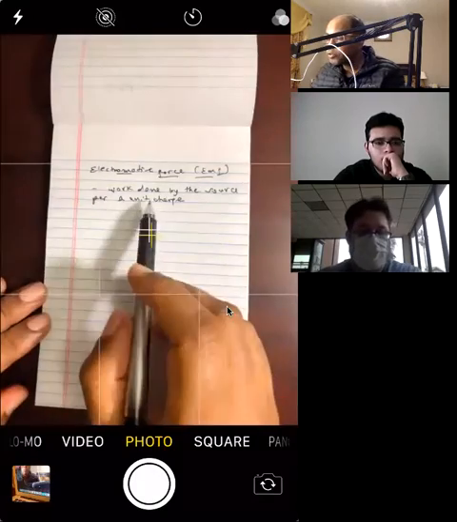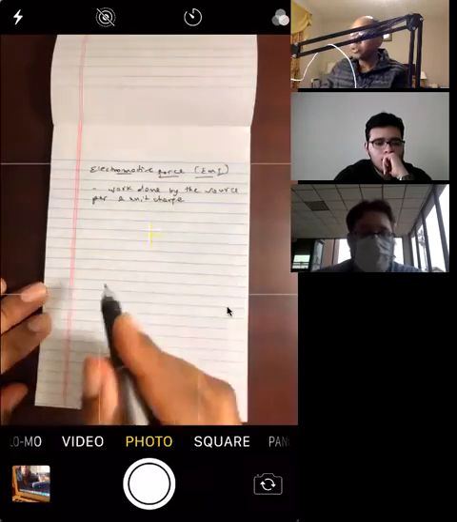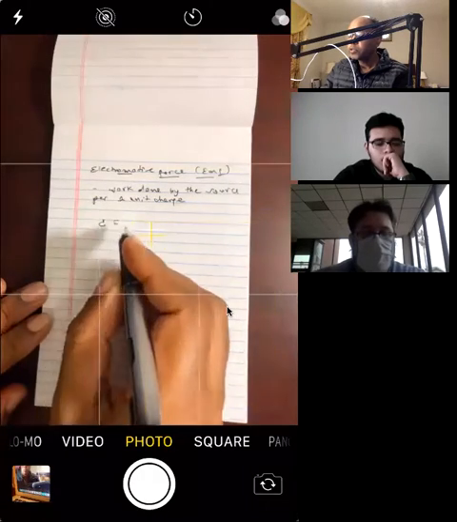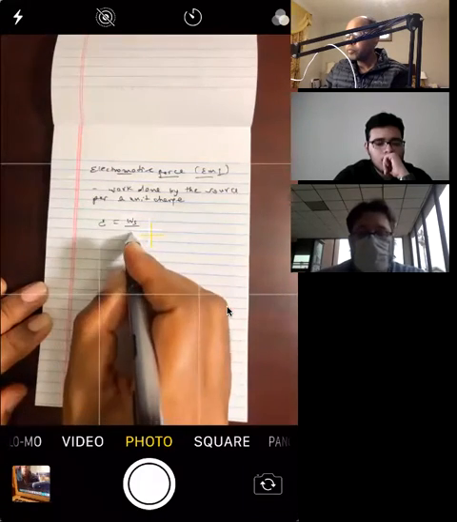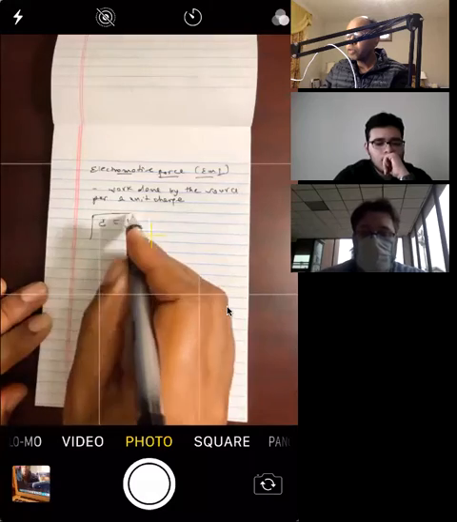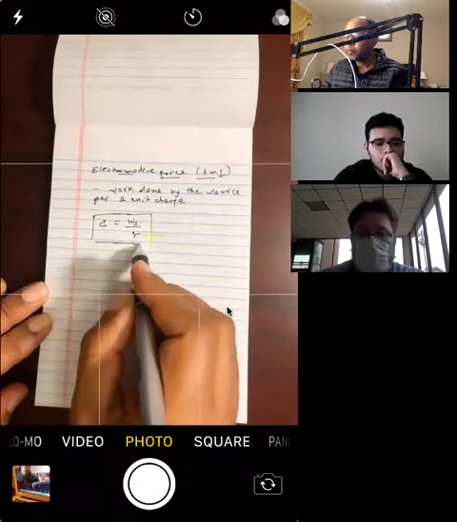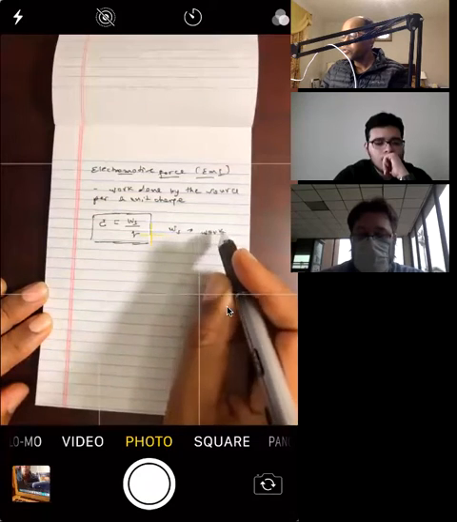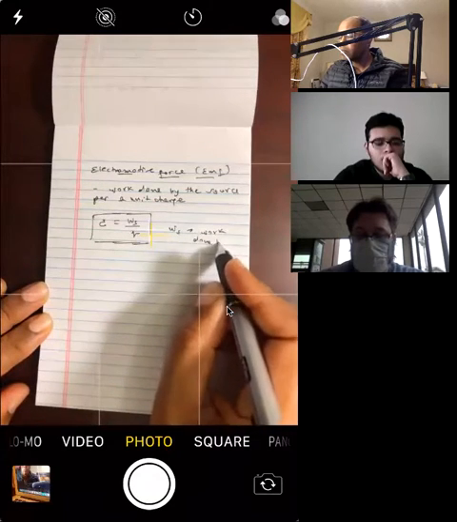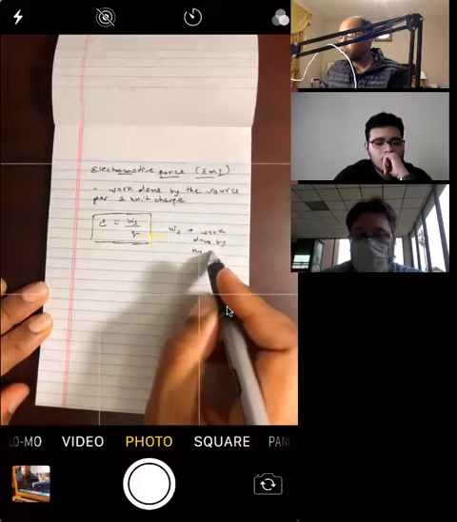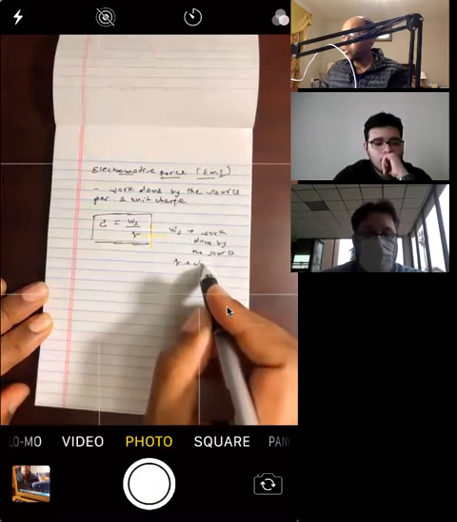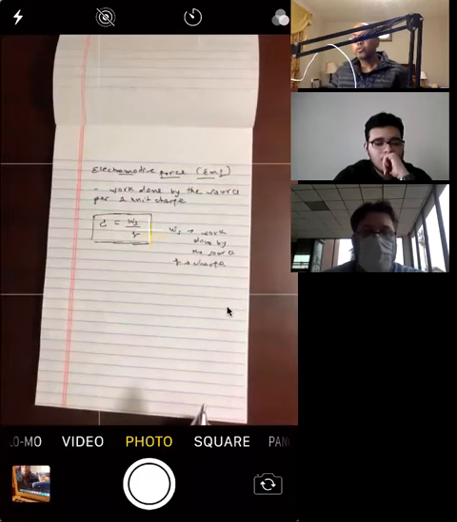So this is the work done by the source per unit charge. I'm going to use the symbol E for this one. This is the definition of electromotive force. WS stands for work done by the source, and of course Q stands for charge.